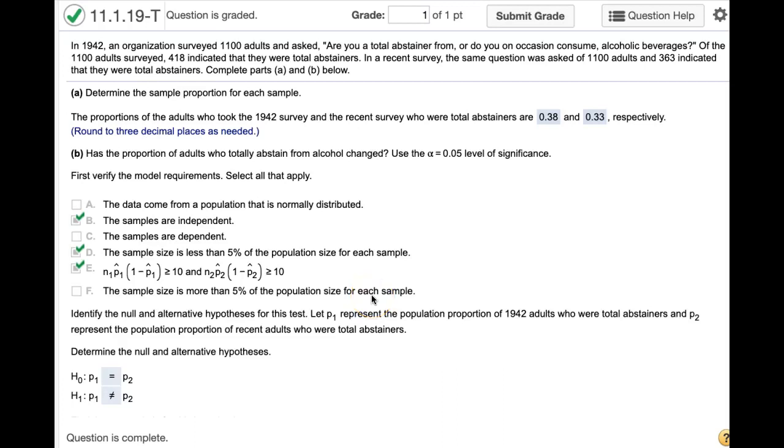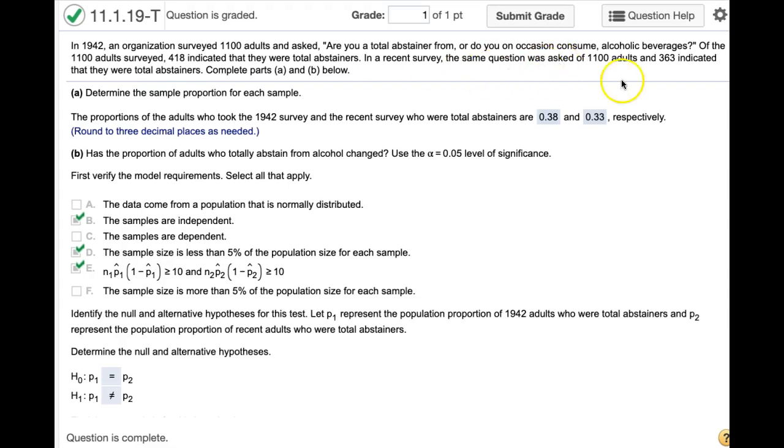Let's take a look at problem 11.1.19, where we're going to compare two proportions and run a hypothesis test after we have two samples. In this case, a sample was done in 1942 of 1,100 adults, and 418 said they do not drink. They're abstainers from alcohol. That means they don't drink.